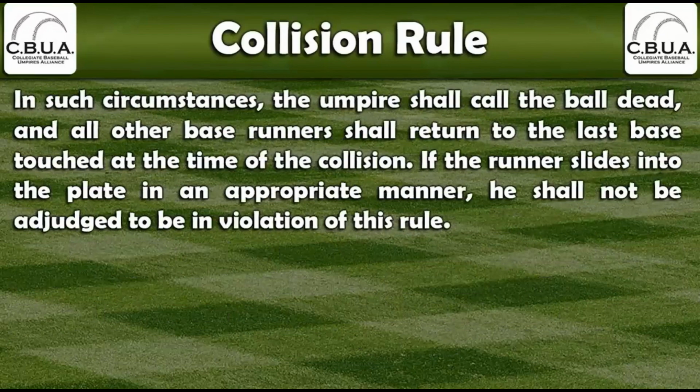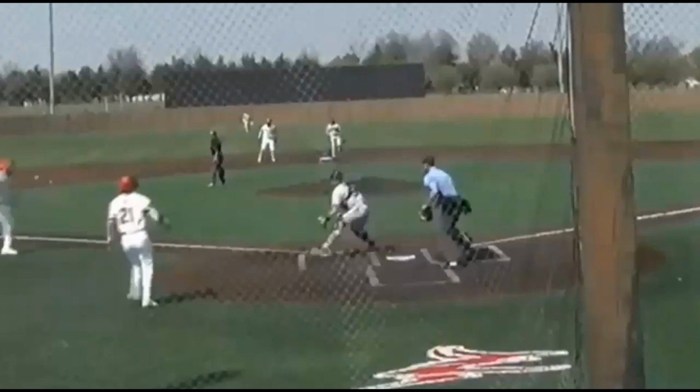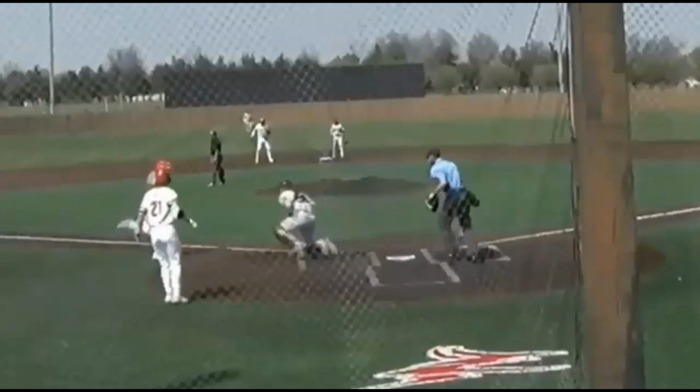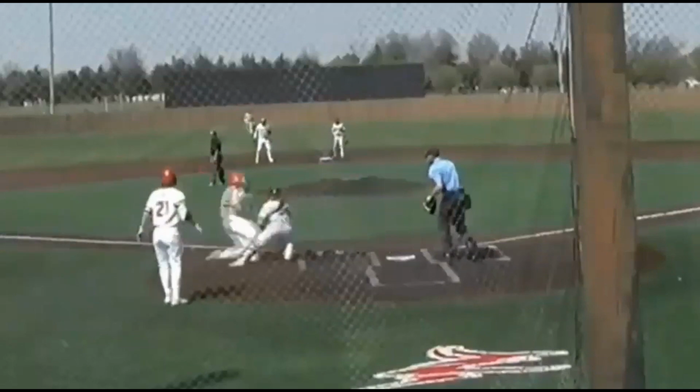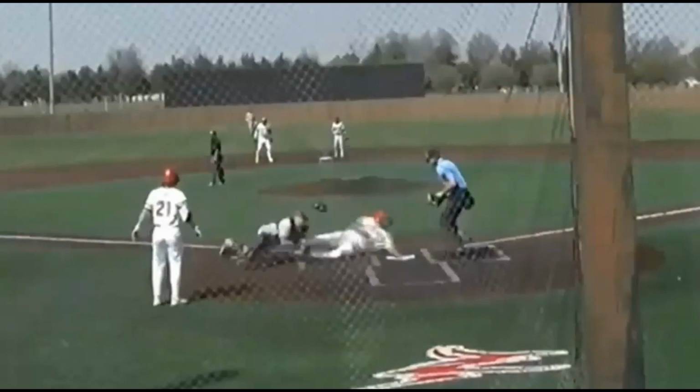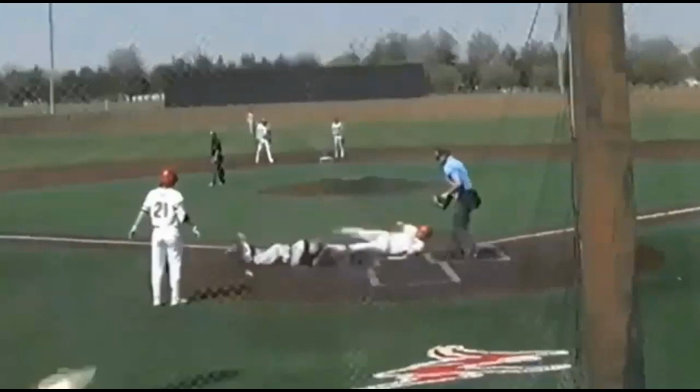In such circumstances, the umpire shall call the ball dead, and all other base runners shall return to the last base touched at the time of the collision. If the runner slides into the plate in an appropriate manner, he shall not be adjudged to be in violation of this rule. At the least, this is a violation of the collision rule. The runner attempting to score is out, and no runners may advance from the base legally occupied at the time of the runner's illegal act.